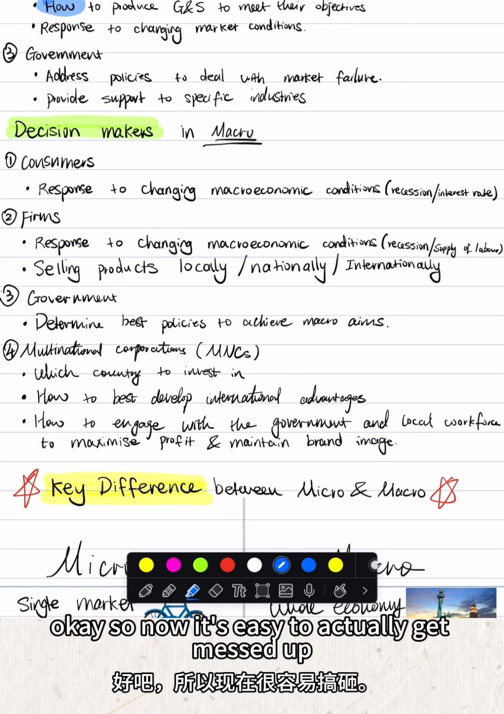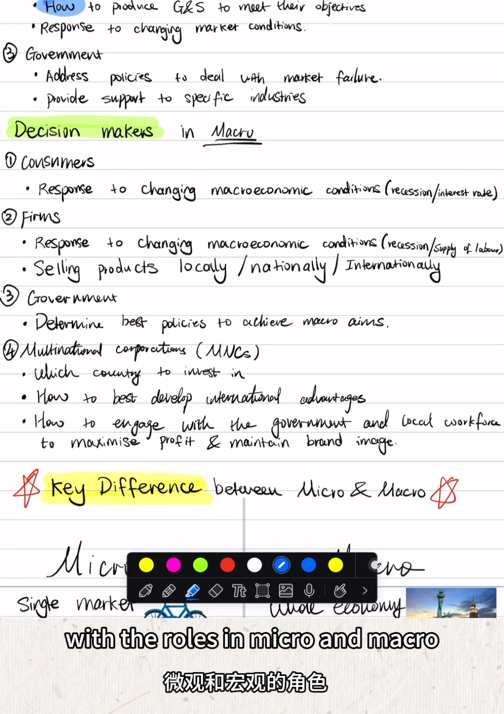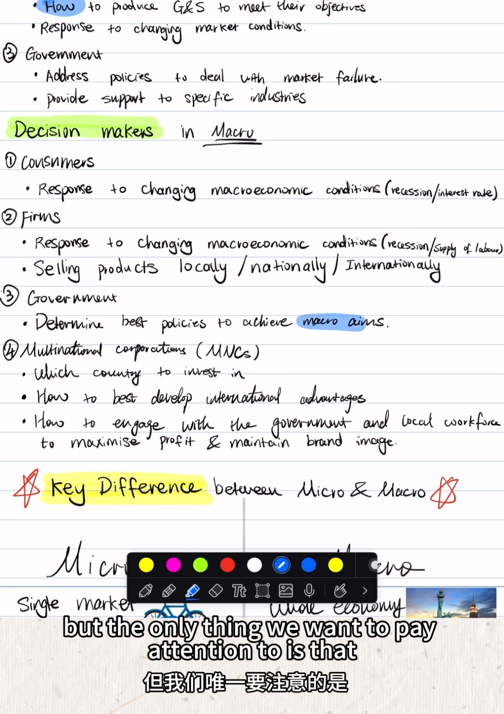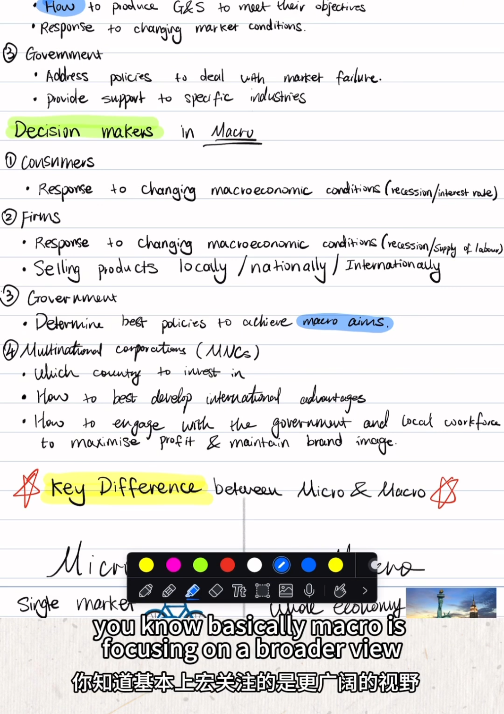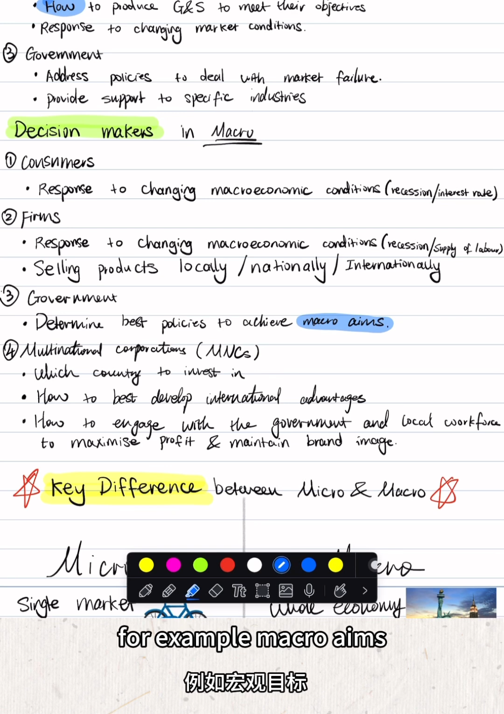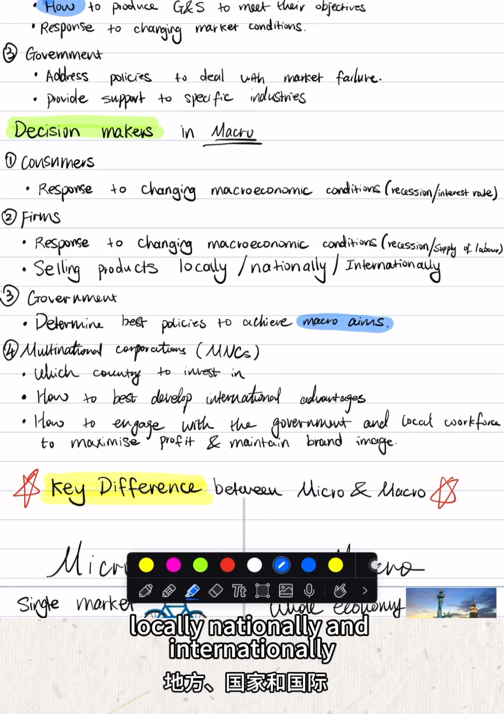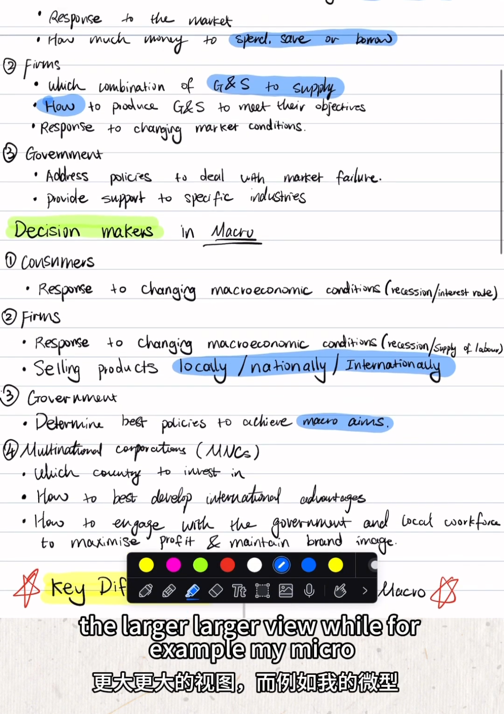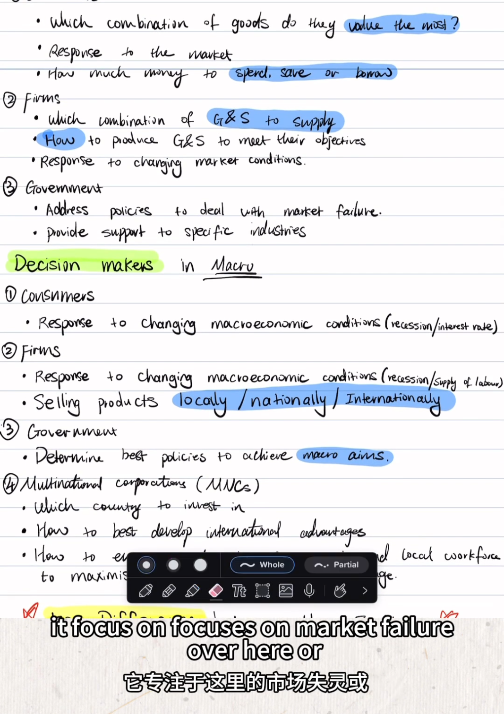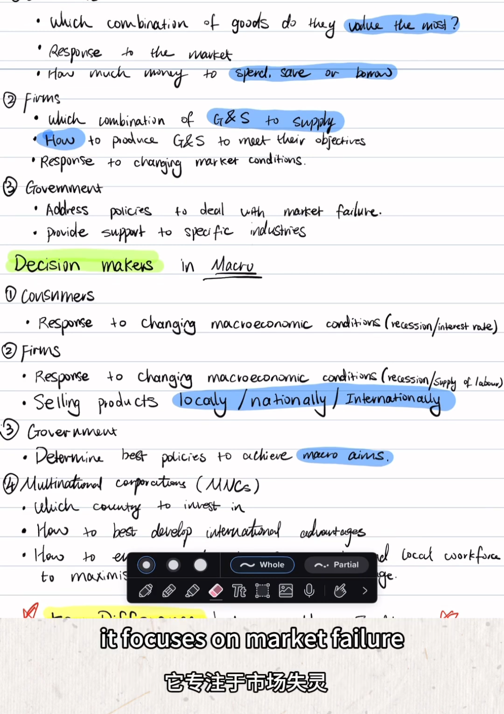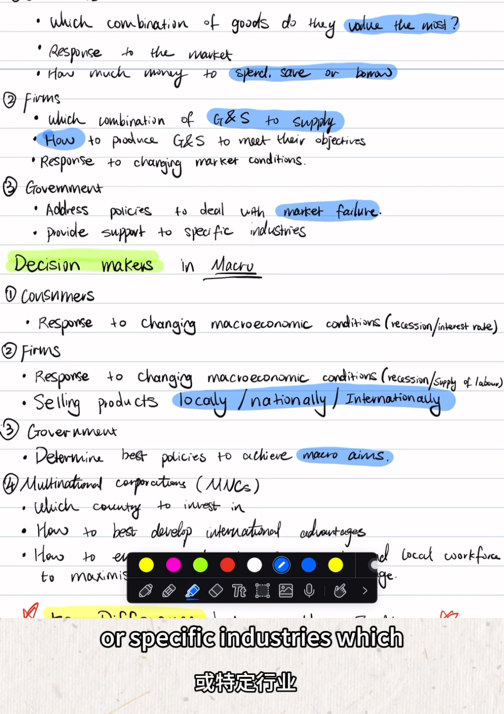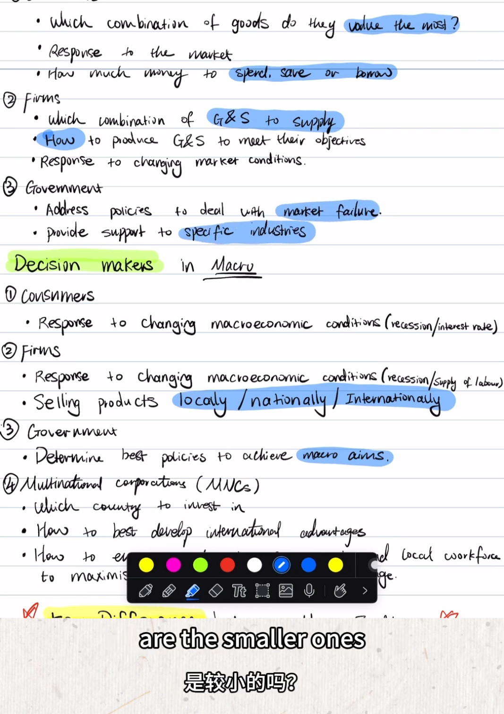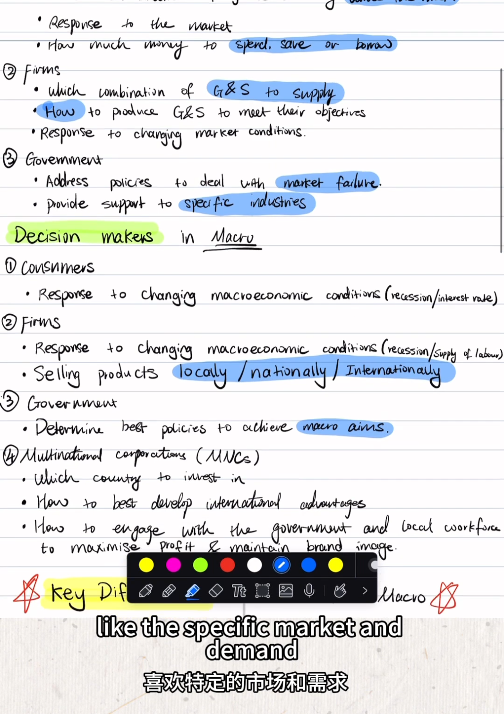Okay, so now it's easy to get messed up with the roles in micro and macro, but the only thing we want to pay attention to is that macro is focusing on a broader view. For example, macro aims locally, nationally, and internationally. Here it's basically the larger view, while micro focuses on market failure or specific industries, which are the smaller ones, like the specific market and demands.